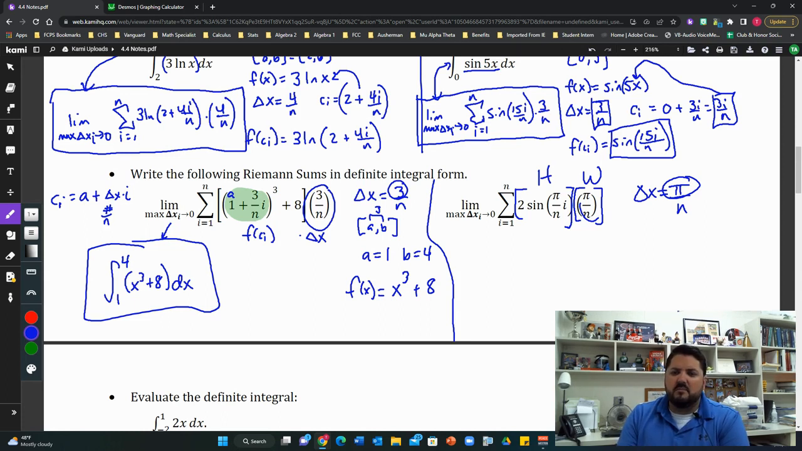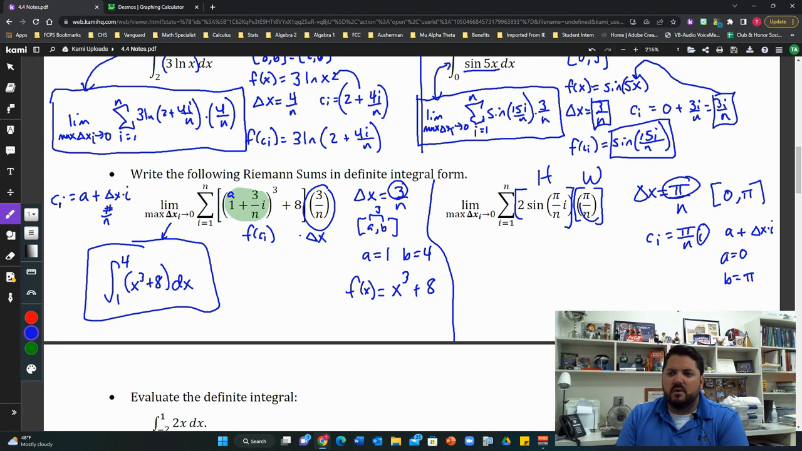So now, out of the heights, something in here is that c sub i quantity, and the only logical choice here is this argument for our sine function. So if c sub i was pi over n times i, again, we have to try and match that to an a plus delta x times i format. Well, there's the i, so strip that away. Here's delta x, so we can strip that away. Our a value, there's nothing being added here, so that means automatically my a value has to be 0. If a is 0 and delta x is pi over n, then that means b has to be 0 plus pi, or pi. So that is my interval.